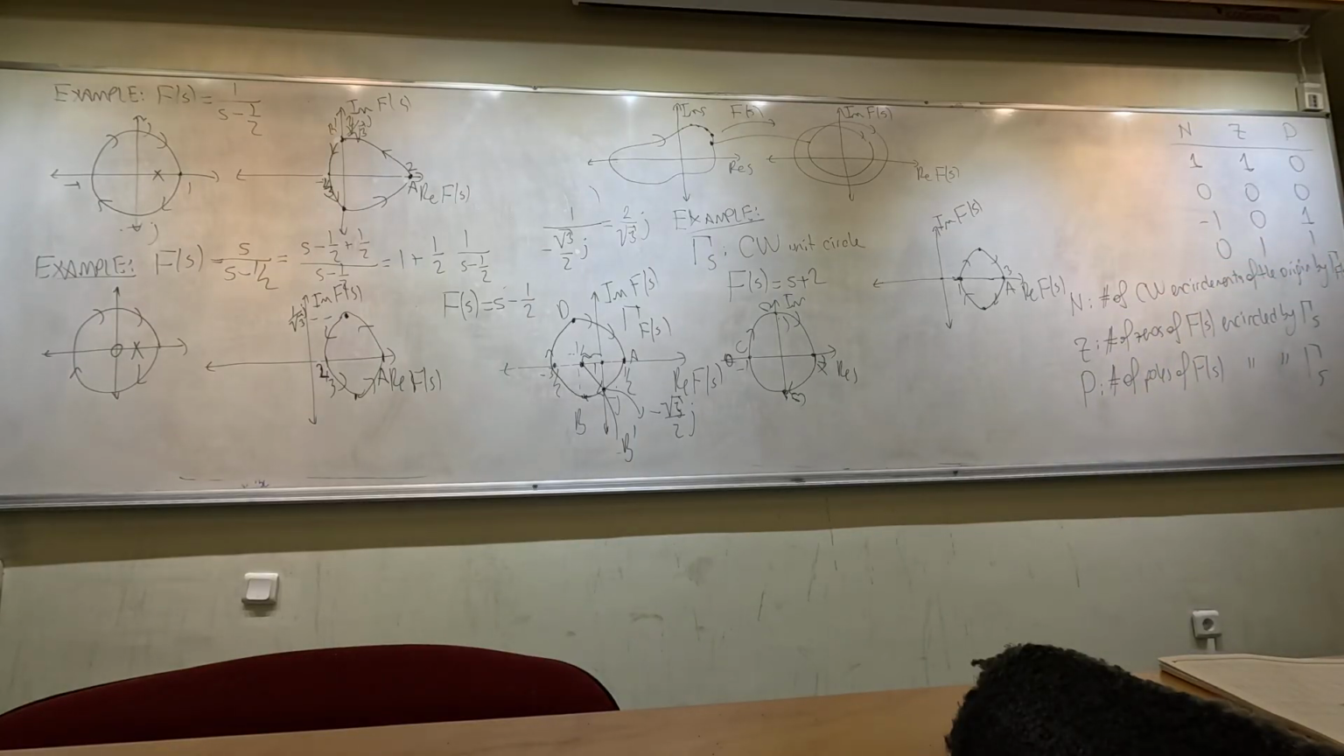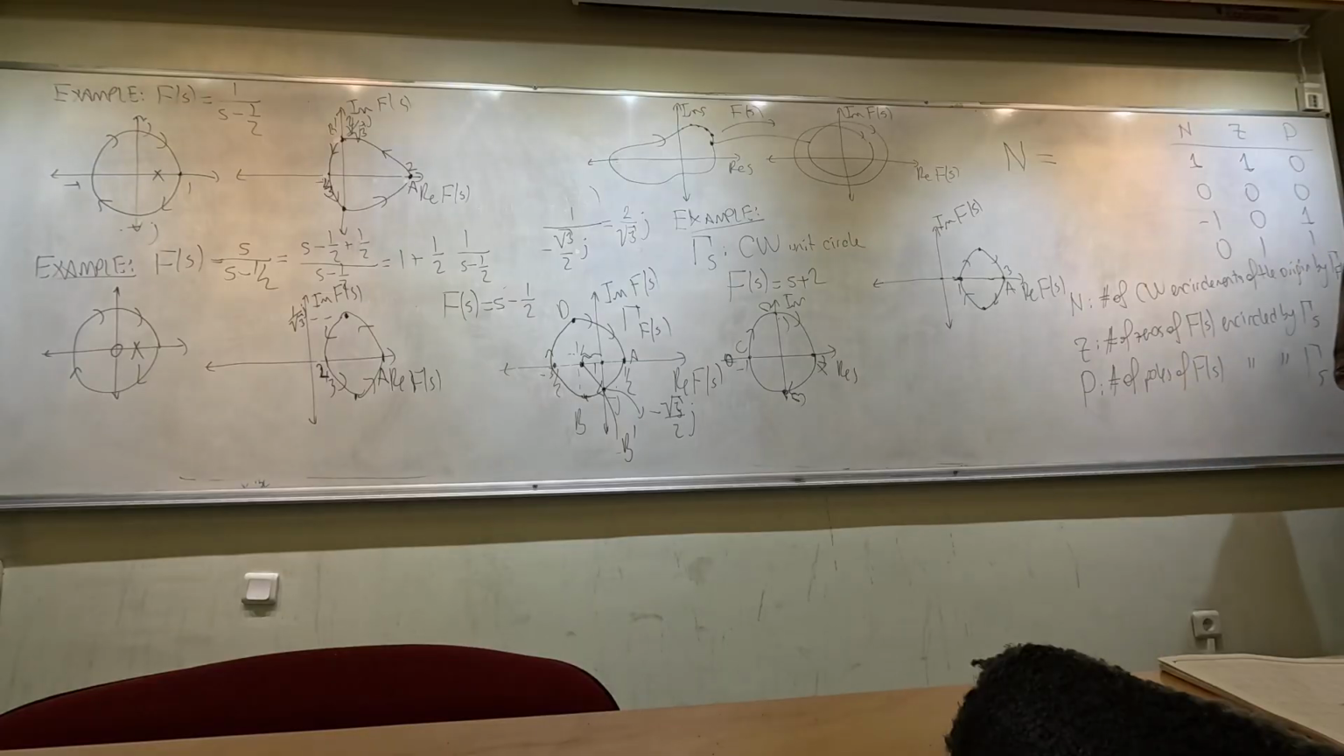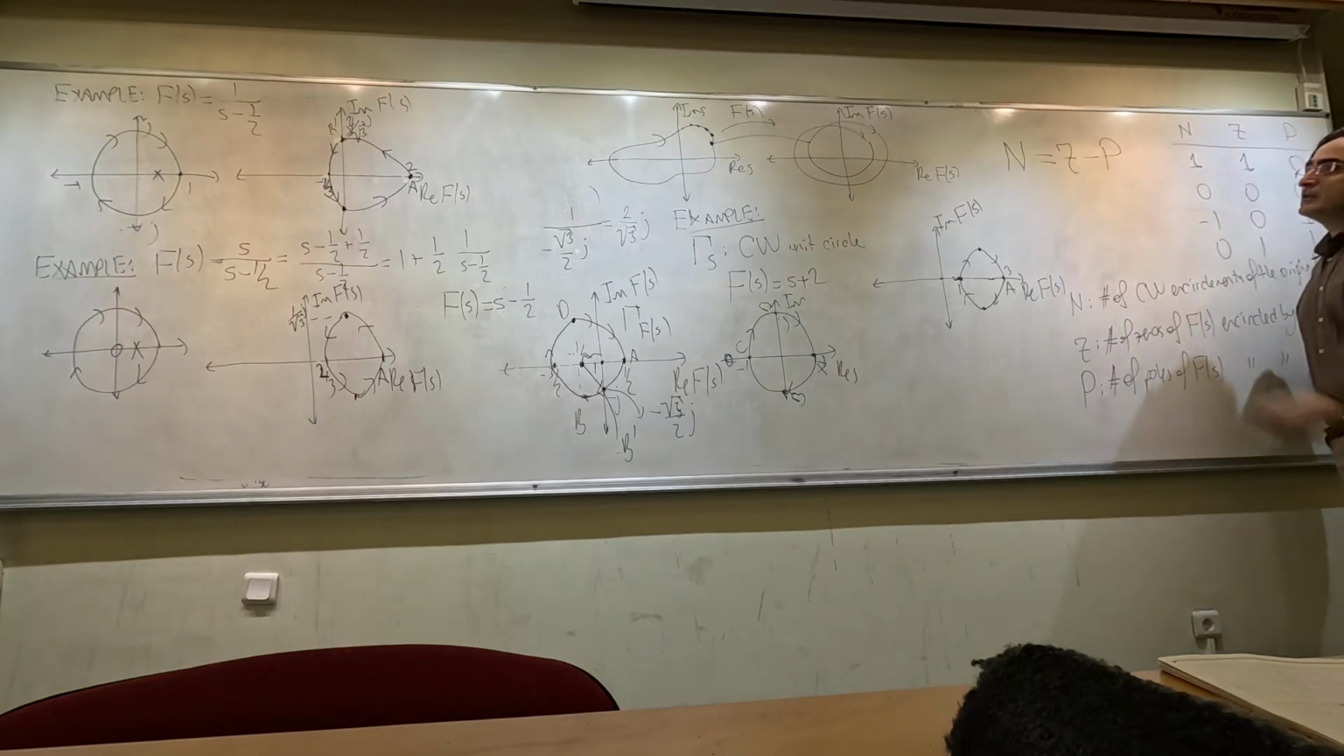So now, tell me what the Cauchy principle of argument is. It's a relationship between N, Z, and P. N is equal to... This is called the Cauchy principle of argument.